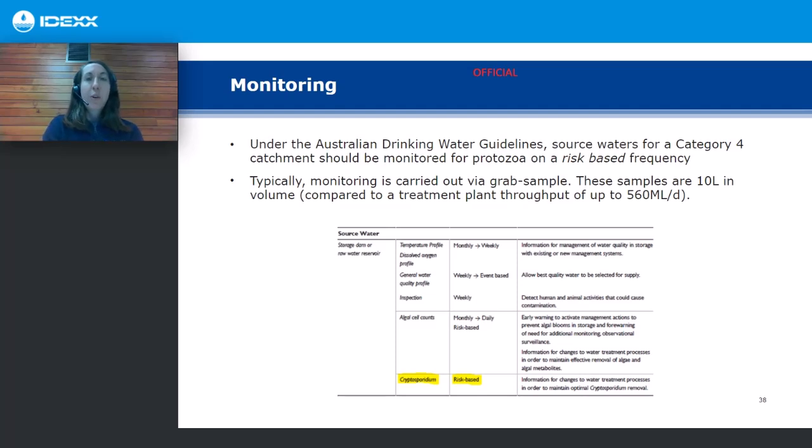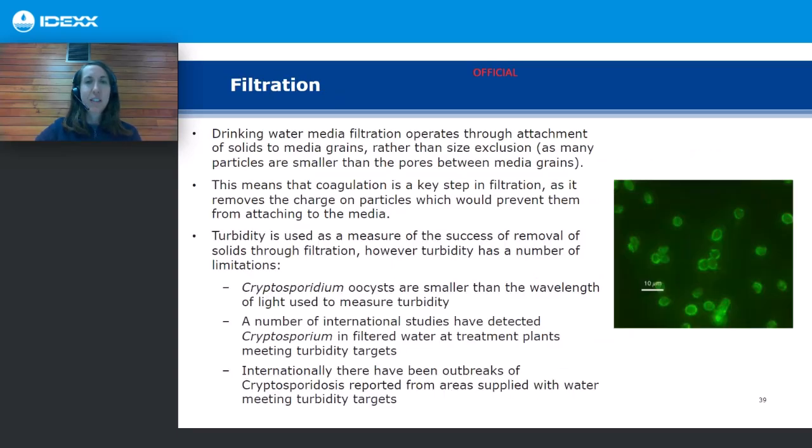So the monitoring required under the Australian Drinking Water Guidelines for a source for catchment. Monitoring for protozoa is on a risk-based frequency. So it's not dictated how often we must monitor, but we must monitor based on the risk in the catchment. And typically our monitoring is carried out via grab sample, as most people are, I believe. So grab sampling is 10 litre samples compared to a plant throughput of 560 megalitres a day. So it really is a drop in the bucket or a needle in the haystack. So a very small volume to be assessing what our risk is at the plant.